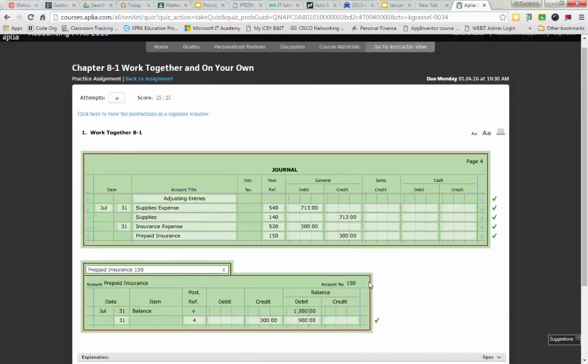That is section 8-1. Told you, pretty quick, wasn't it?